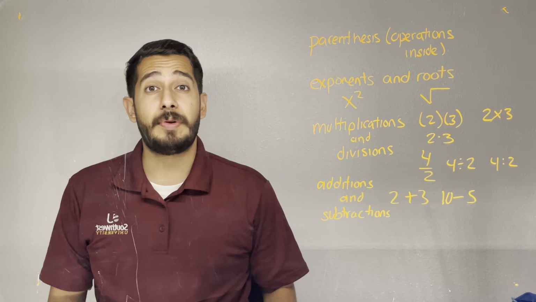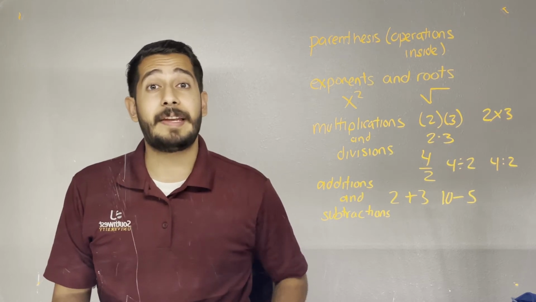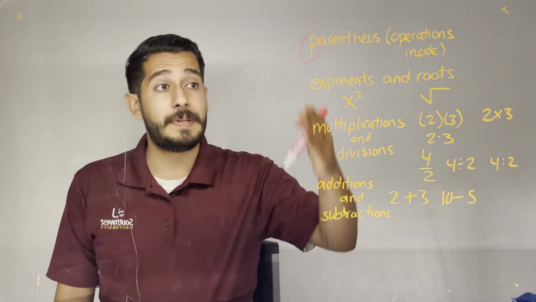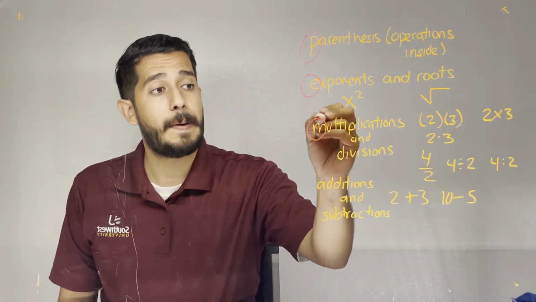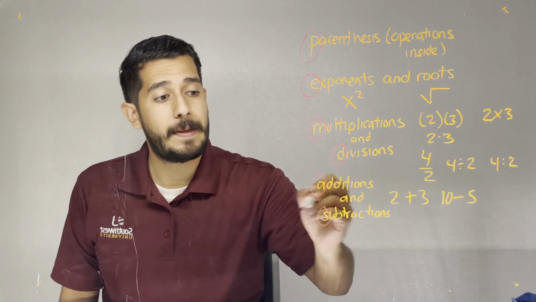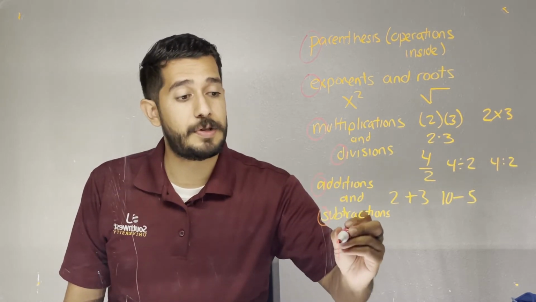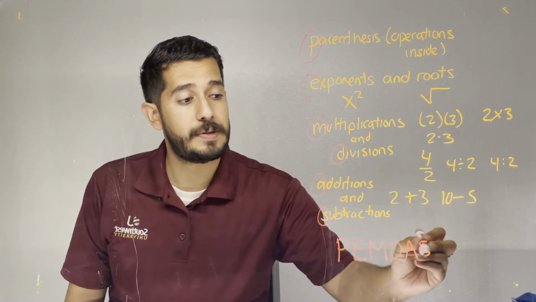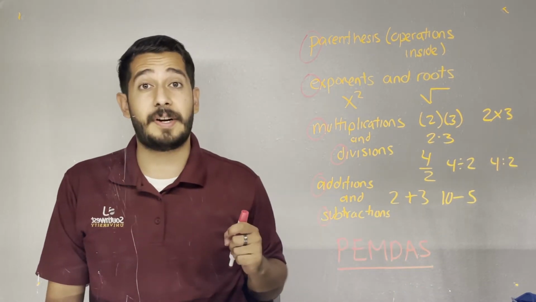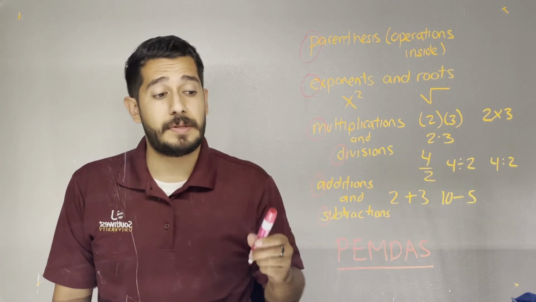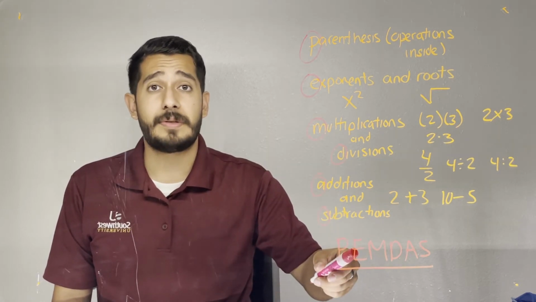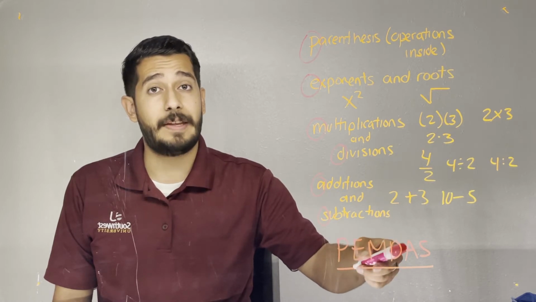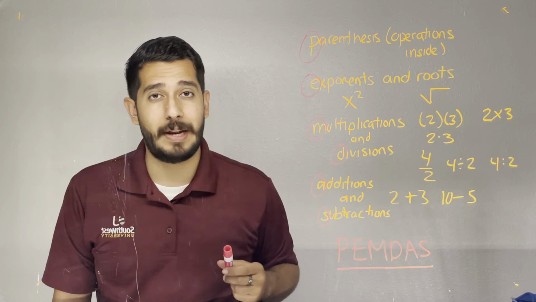A very simple way to remember this is going to be by the mnemonic PEMDAS, which takes the first letter of each of these categories and gives PEMDAS. That's going to be an easy way for you to remember the order of operations. Always start with parentheses, exponents and roots, multiplications, divisions, additions and subtractions as they happen left to right.